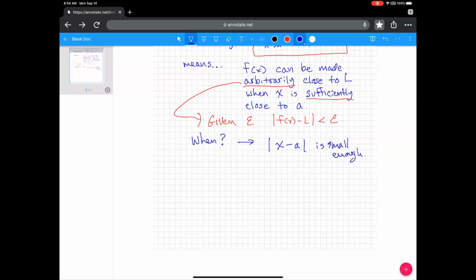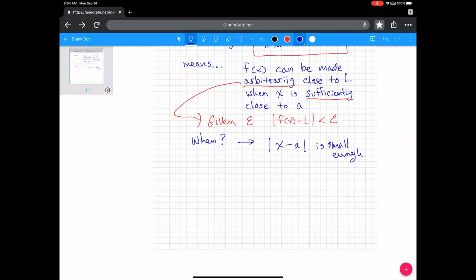So I'm translating "x is sufficiently close to A" as the difference between x and A being small enough to make f of x close to L, to make f of x minus L less than epsilon. So is small enough? Well, how small is that? That means there's some proximity, some distance between x and A that would be small enough to make that happen. And that's based on epsilon. You tell me epsilon, how close does f of x need to get to L? And I tell you how close x needs to get to A to make that happen.